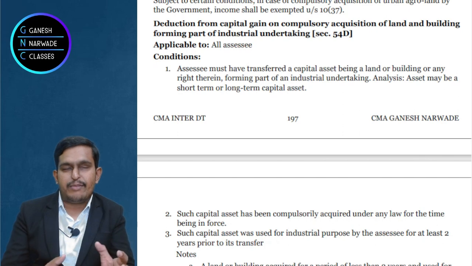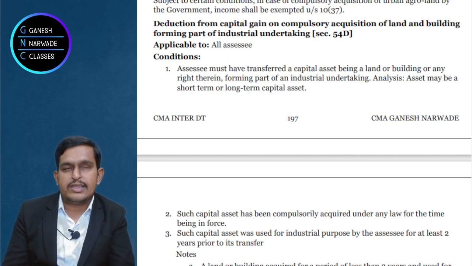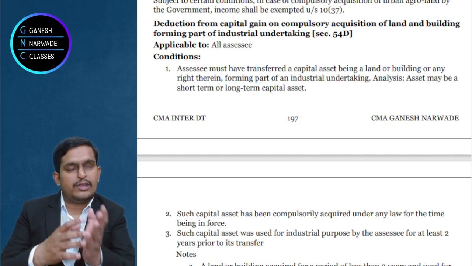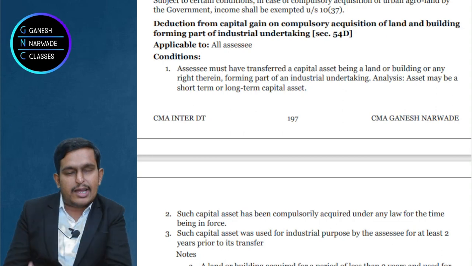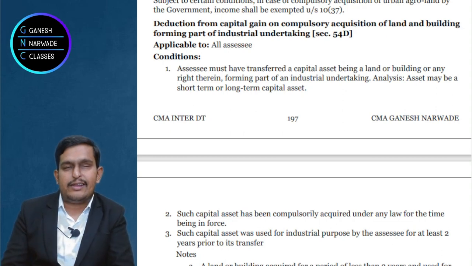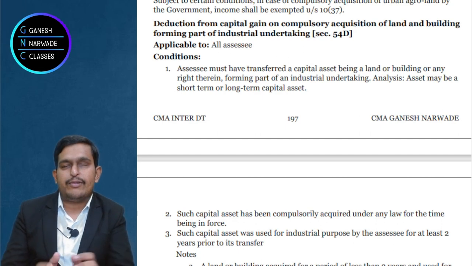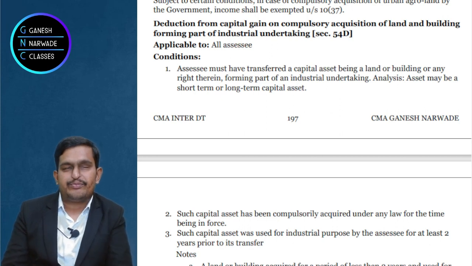Now if a businessman is running some factory and government compulsorily acquires that building, what will that businessman do? He'll start this factory at some other place, correct? Now, if that businessman starts the factory at some other place, government says we are ready to give exemption under 54D. Now, how all this works, we'll understand in this section.